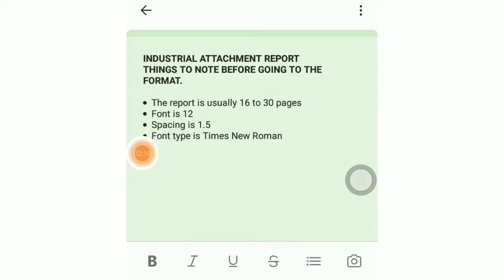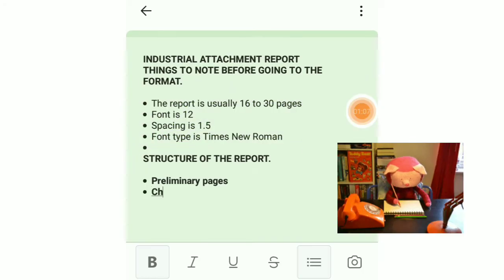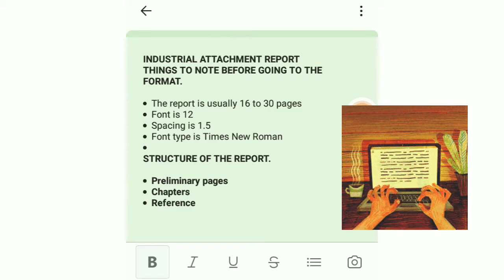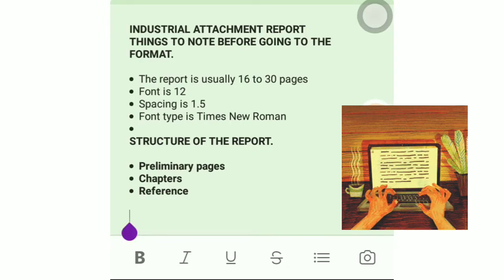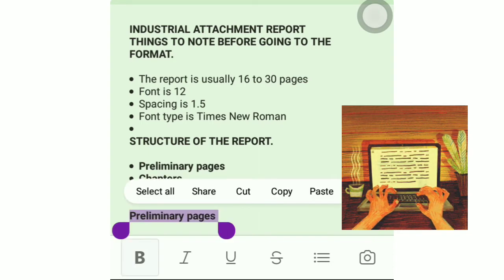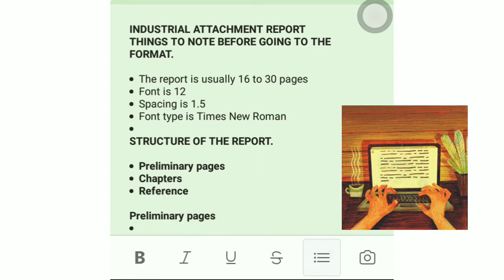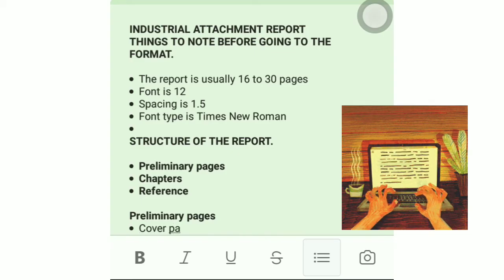Now let's get into the structure. So we have preliminary pages and we have the real chapters, and then we have the reference. So let's start with the preliminary pages. So preliminary pages, these are the pages that usually come before the chapters. We are going to outline the preliminary pages before we go into them one by one.